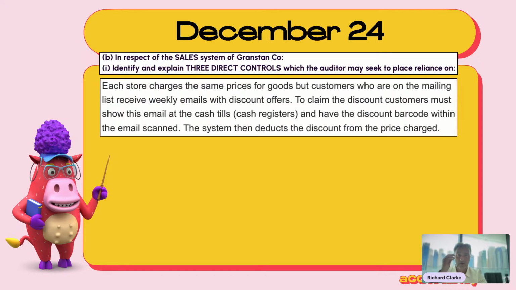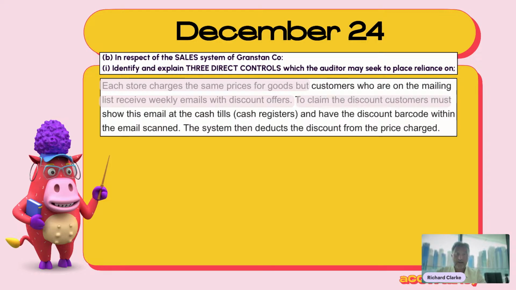So talking of which, here is the question. We're just doing the identification bit here. So let's read it through. And this, by the way, I haven't missed anything out. This is just the way it came up in the actual exam. Each store charges the same price for goods, but there are some customers on the mailing list and they get discount offers on their weekly emails.